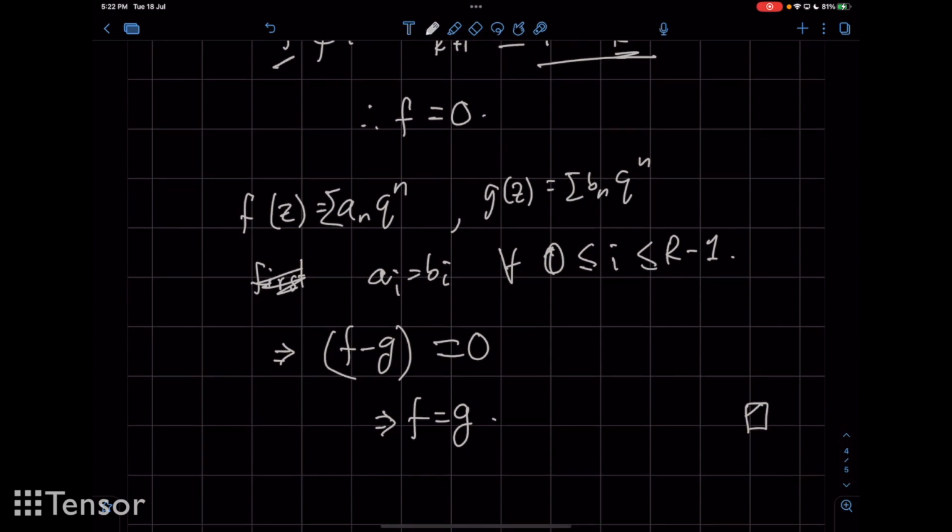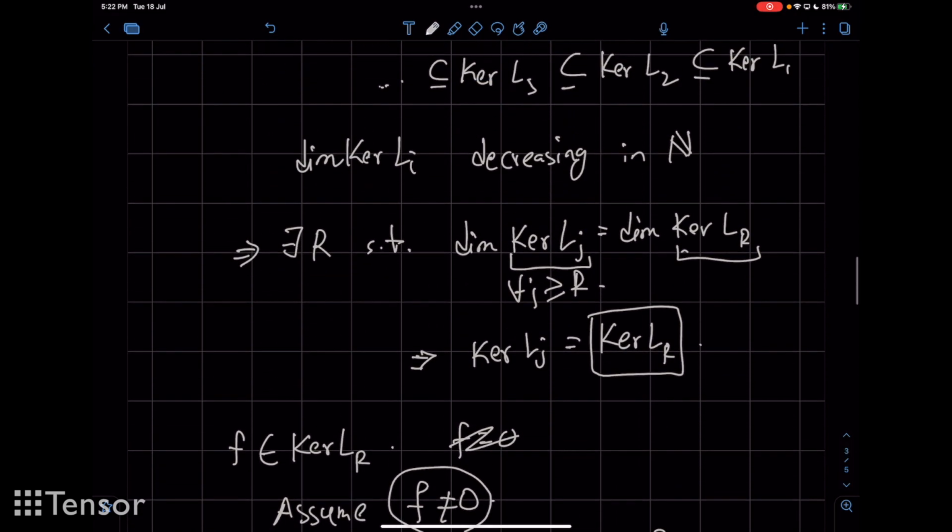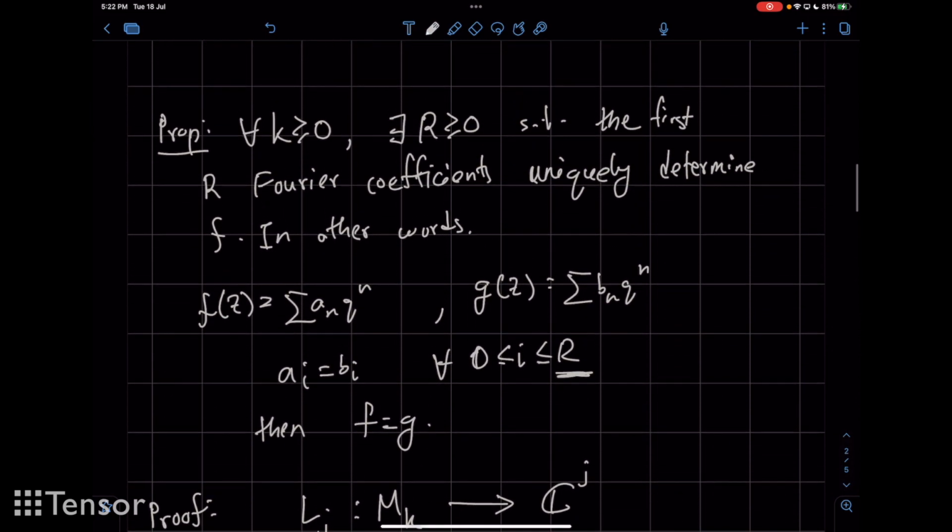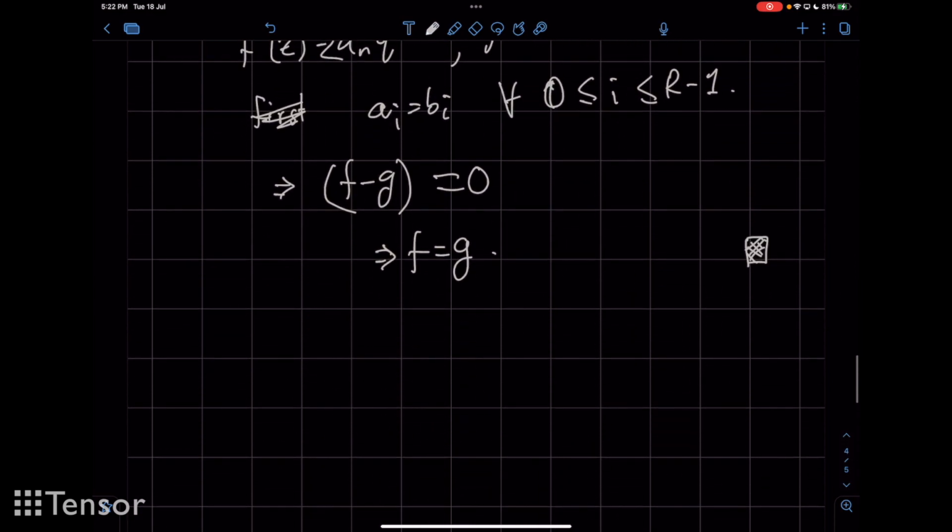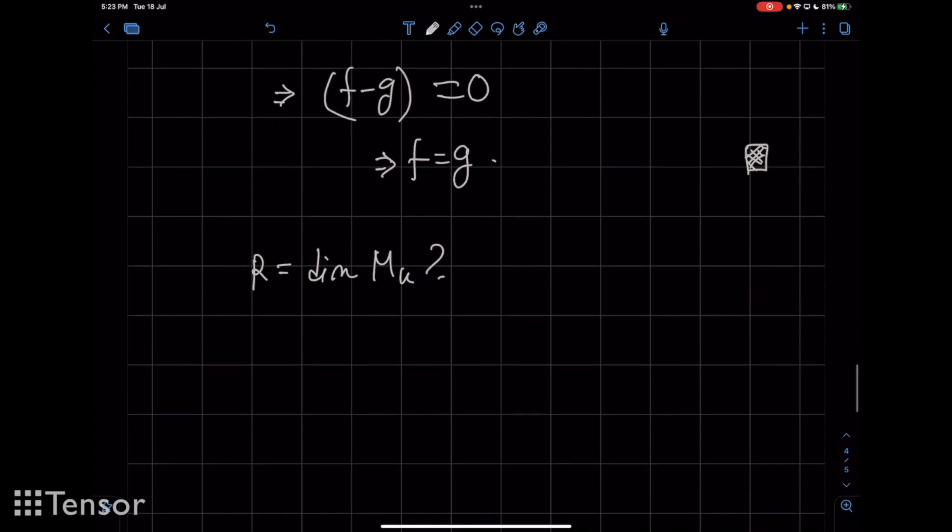Does anyone have any guess for what the value of r can be? Of course, r depends on k. So what is r? r is the smallest number such that knowing the first r Fourier coefficients is enough to uniquely determine the modular form. That's a very good choice. So yes, r is the dimension of M_k. Does it work? Probably it does. Let's find out. In fact, it does work.